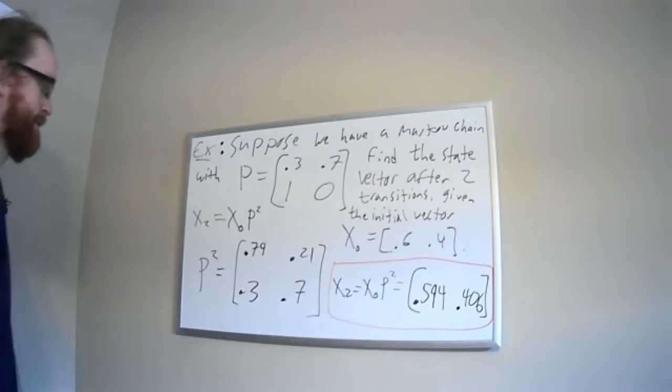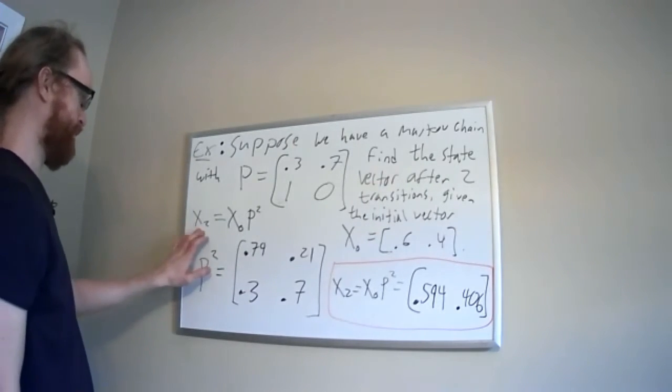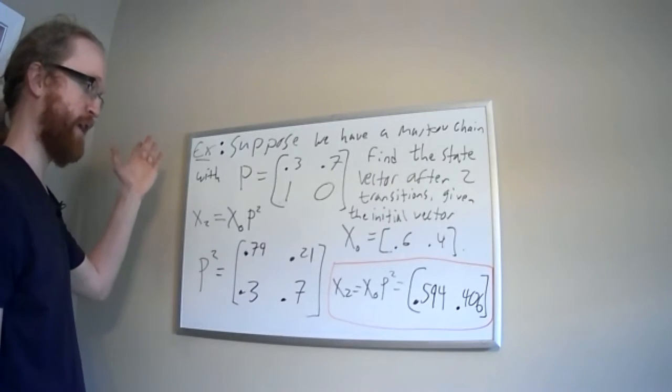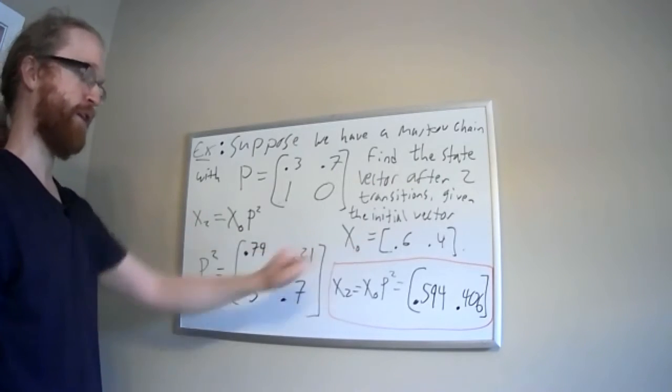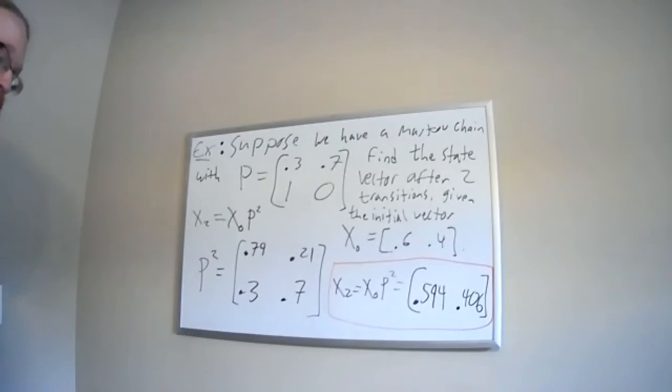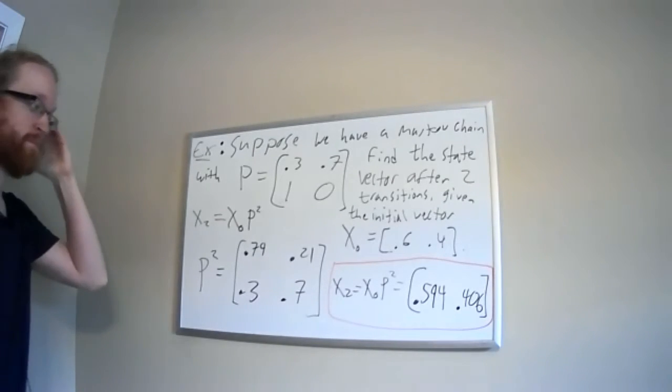Okay. So as always, the state vector after k steps depends on the initial state vector. It all depends on where we start.